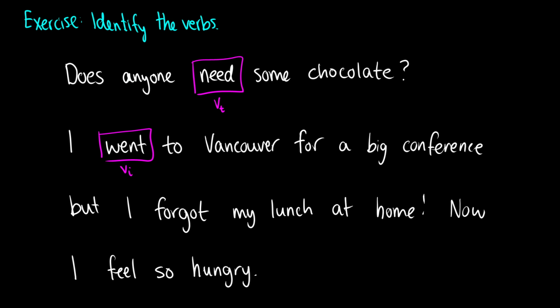So, this would be the verb to travel. I went somewhere. But I forgot my lunch at home. So forgot is another verb, another transitive verb. So I forgot something. I forgot my lunch. Now I feel so hungry. And here we have a linking verb describing the feeling. So this is saying that I equals so hungry. So I feel so hungry.